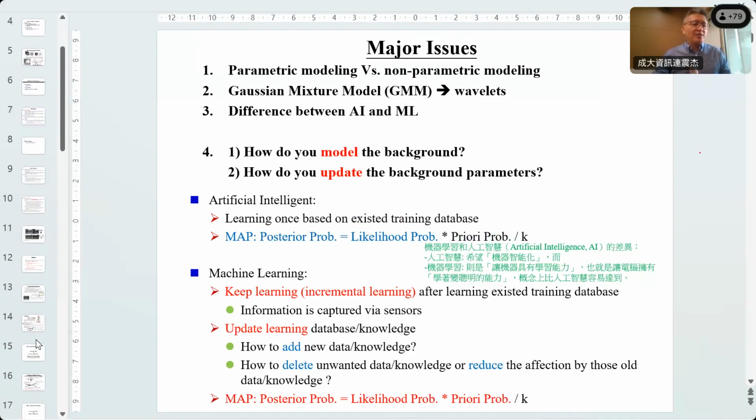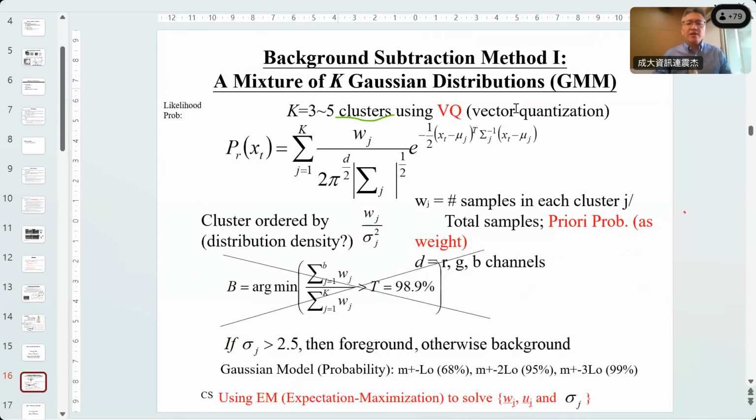In our case, in this case, because this one is a similarity measure, 相似度量测. So similarity measure is a likelihood probability. I will teach you later.